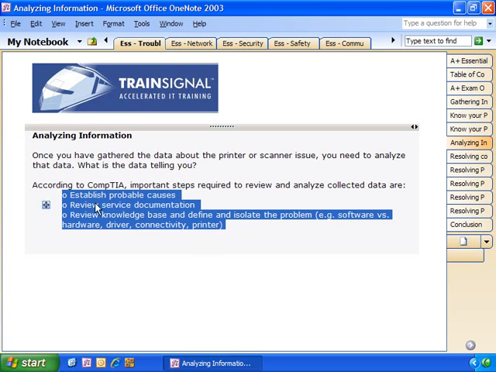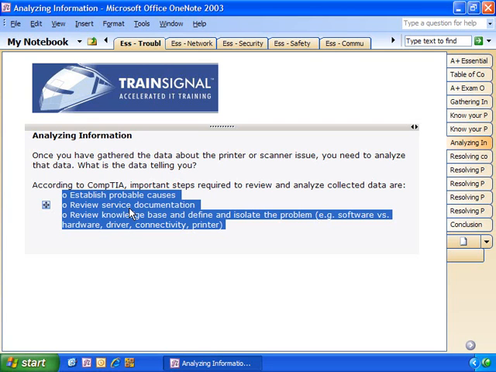So first off, establish the probable cause. What was the cause for that piece of paper to jam? Let's look around and try to figure it out. Where did the paper flow through the printer? What was the paper path? Where did it come from? Where is that piece of paper going to? Was there something blocking it that caused it to not be able to move on?